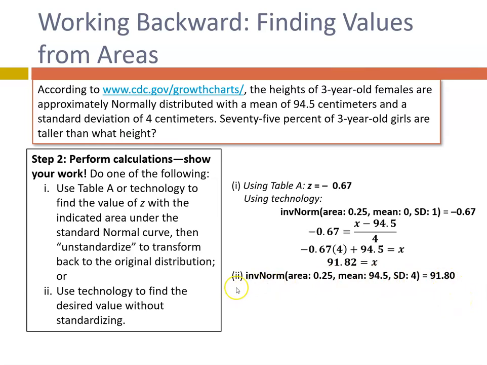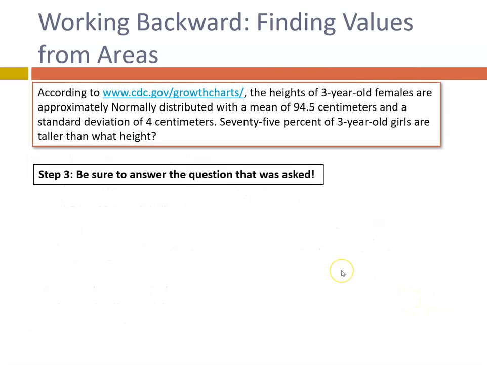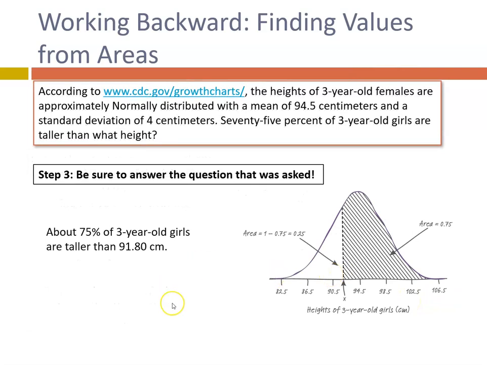I would recommend probably using the second option, but again, be sure you're labeling: this is the area, this is the mean, this is the standard deviation. As always, answer the question that was being asked. So about 75% of 3-year-old girls are taller than 91.8 centimeters.